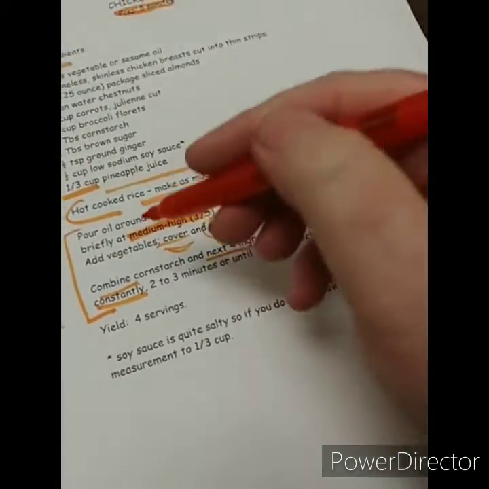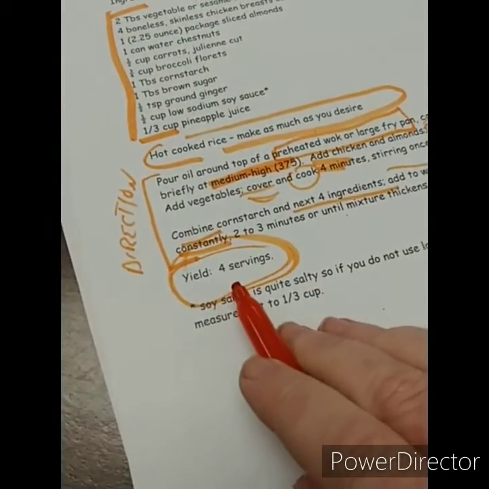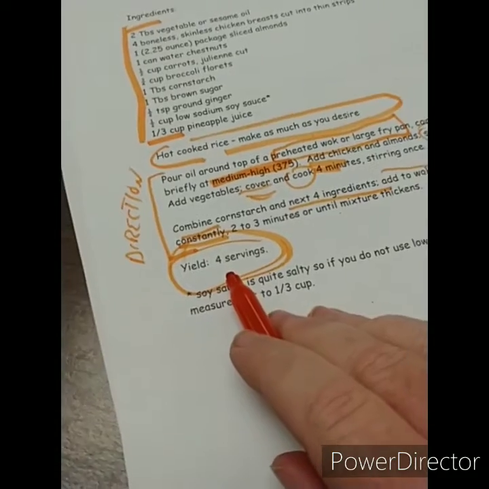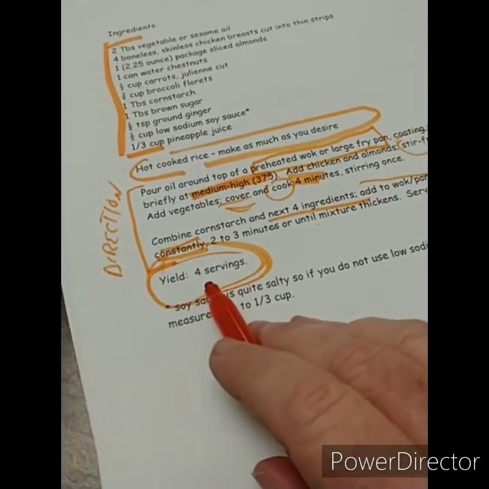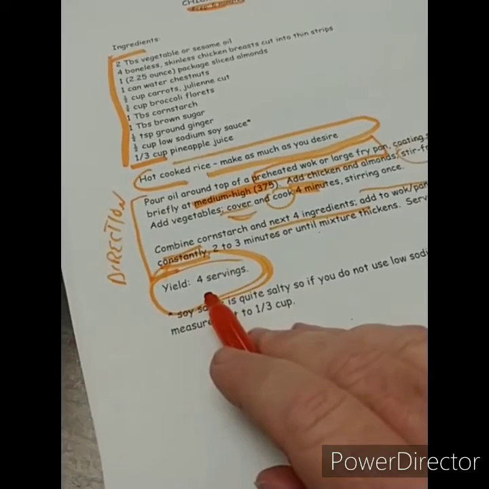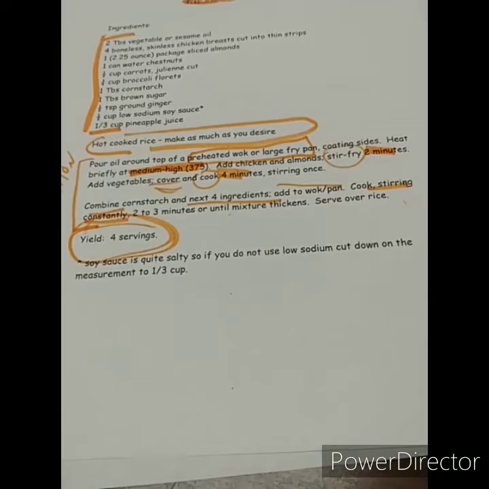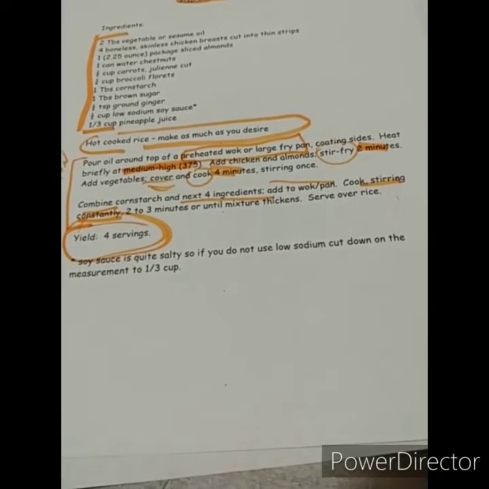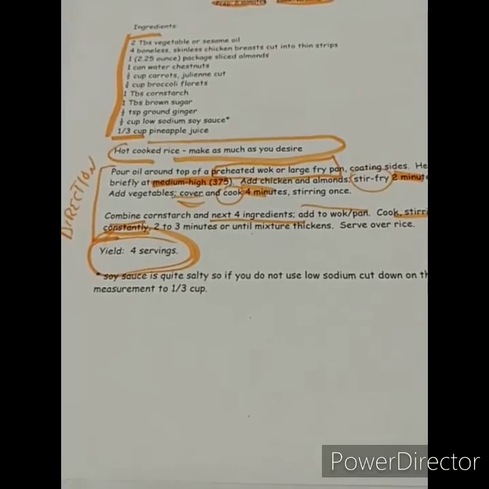And the last very important thing it tells me is how much this is going to make. So for example, if I have a family of 6, I'm going to have to make more ingredients, aren't I? But if I'm only serving 2 people, then I can cut this recipe down. Then it has a little hint at the bottom that says that if you're watching your salt, you don't have to use so much soy sauce. So this is a very good recipe.